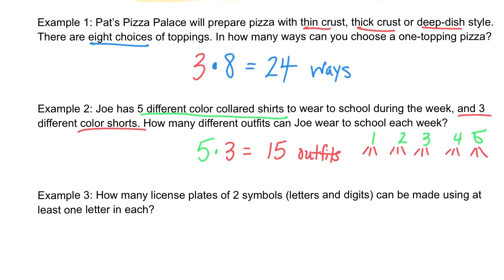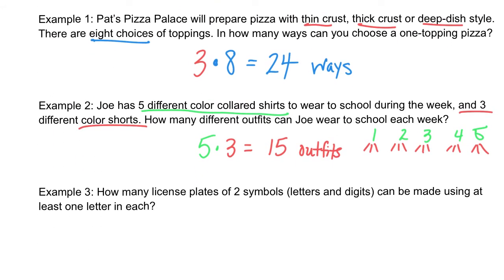All right. The next question says, how many license plates of 2 symbols can be made using at least 1 letter in each? So you have letters and you have digits. Well, you have to have some knowledge of how many letters there are. There are 26 letters. How many digits are there? Remember, digits are just 0 through 9. 10 is a 2-digit number, so there are 10 different digits. So I just need 1 letter.